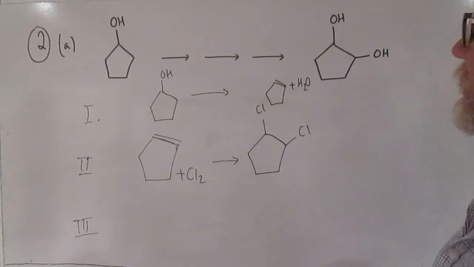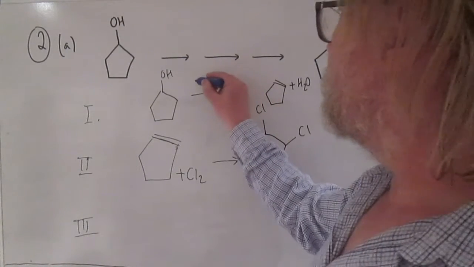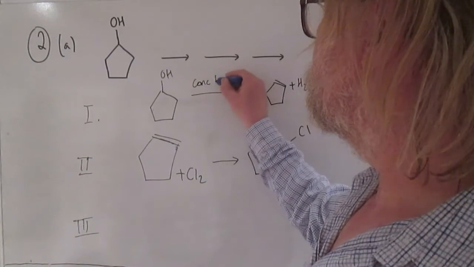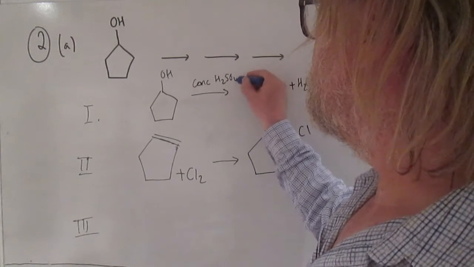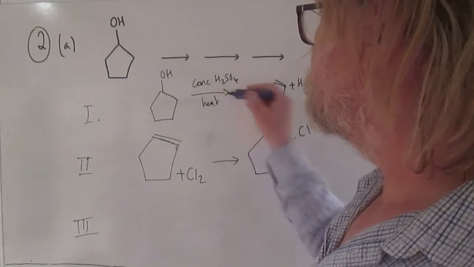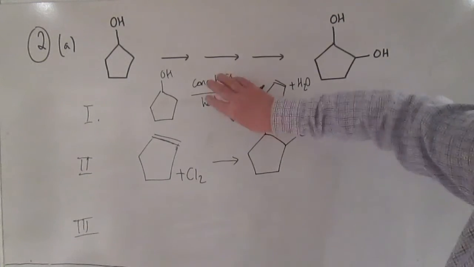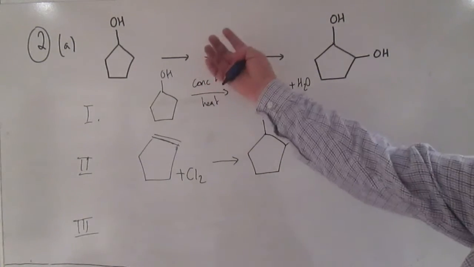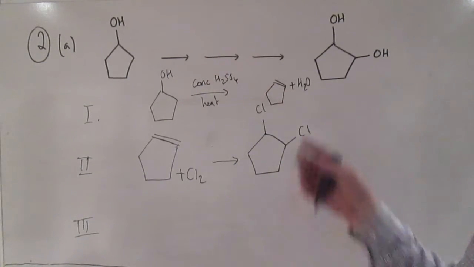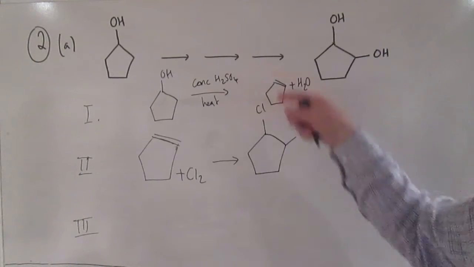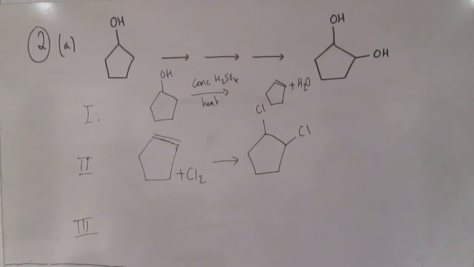But the conditions are important. You need concentrated sulfuric acid and heat. Concentrated is very important there because it wouldn't be a favourable reaction. It's the fact that the concentrated sulfuric acid is very attracted to water that makes the reaction favourable, so that's important. Okay, so that's step one, dehydration to make the alkene.